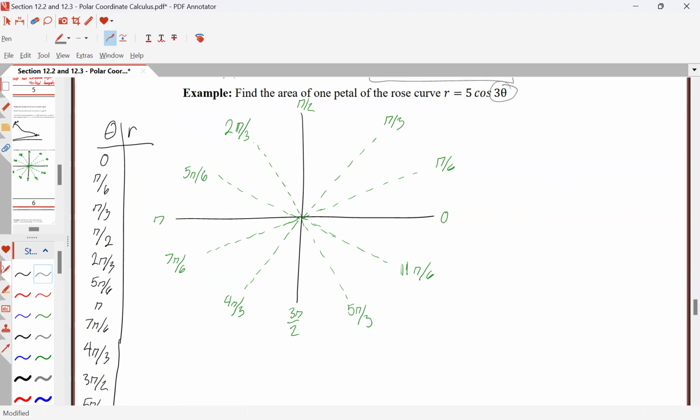So every pi over 6 is going to switch the angle between a 0 or pi or 2 pi and a pi over 2. Starting this off, when my angle is 0, I'm looking at 5 cosine of 0. 5 cosine of 0 is 5. So at an angle of 0, we have r equals 5. At pi over 6, this would be 5 cosine of pi over 2. Cosine of pi over 2 is 0. 5 times 0 is 0.